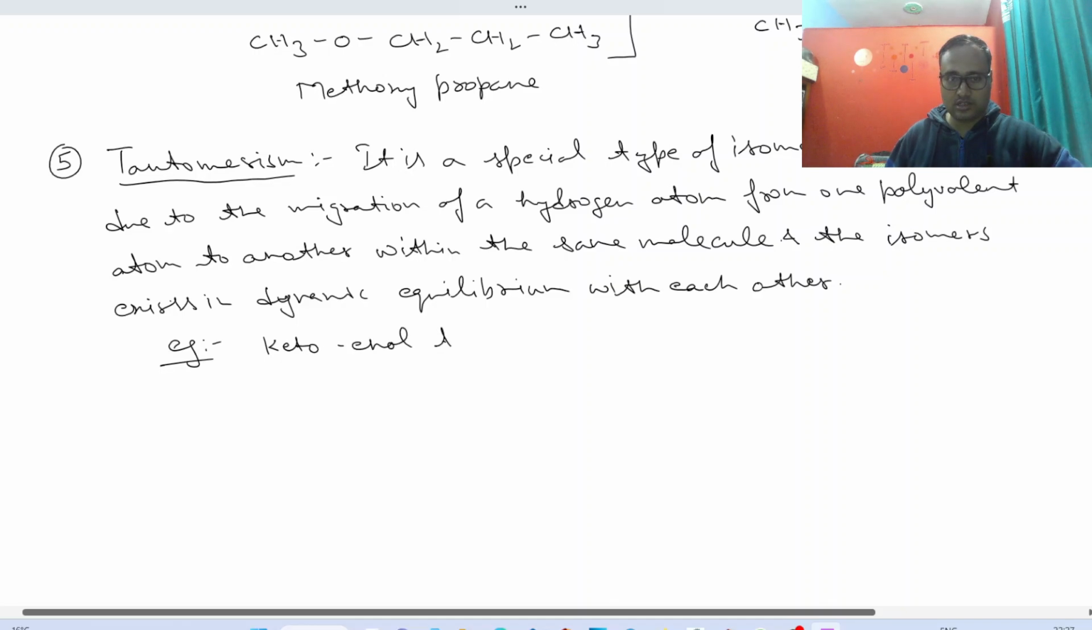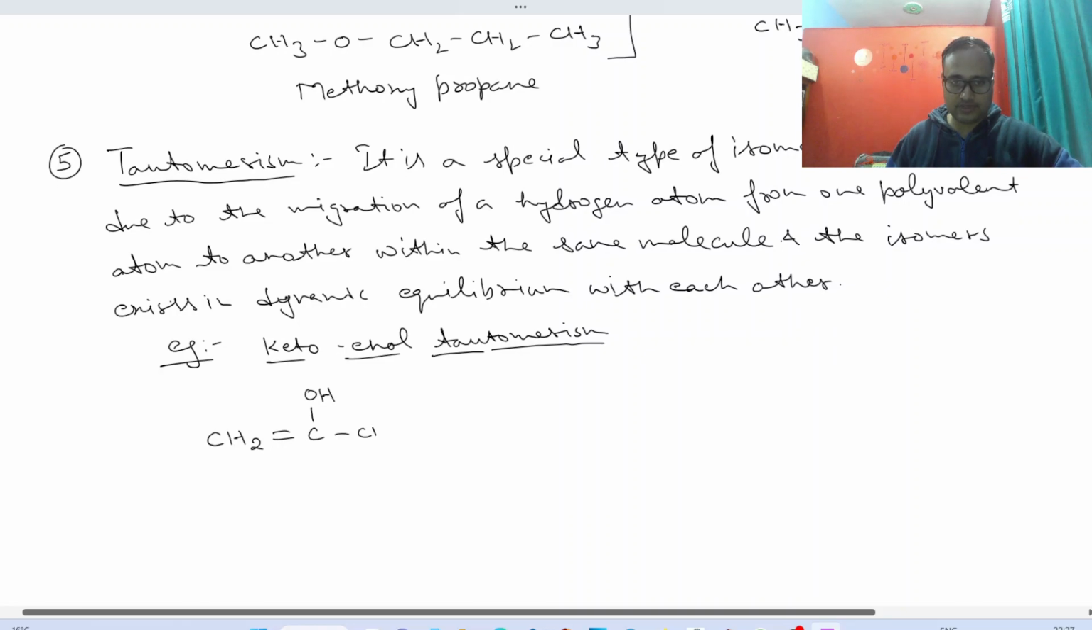Keto-enol tautomerism, and I will explain how this operates. So let us take the enol form, CH2 double bond C OH, and then we have the CH3. So this one is the enol form.